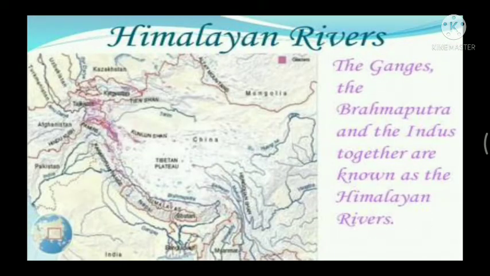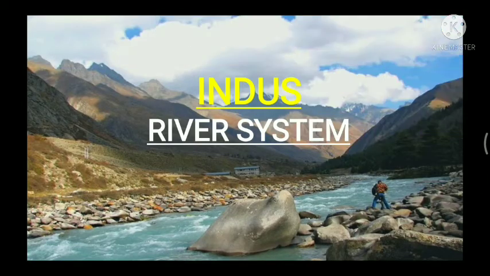Now, the major Himalayan rivers are the Indus, the Ganga, and the Brahmaputra. These rivers are long and are joined by many large and important tributaries. A river, along with its tributaries, may be called a river system. Fine. So, let's begin with the Indus River system.